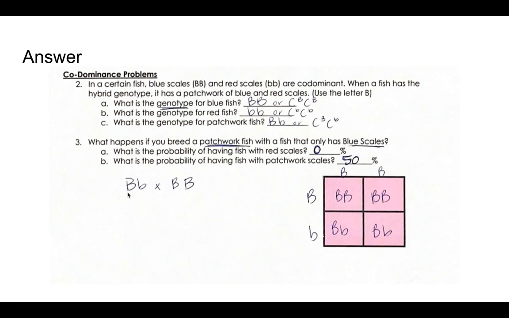Number 3, what happens if you breed a patchwork with a blue scale? Here's that cross. Patchwork is our heterozygote. There's our blue scale. So I do the cross and then I answer the questions. What is the probability of having fish with red scales? 0. We're not going to get any red scales. What's the probability of having fish with patchwork? 50%. These two down here.